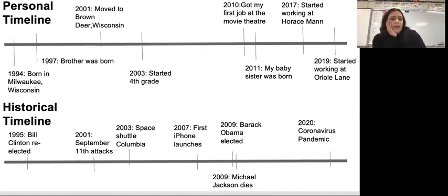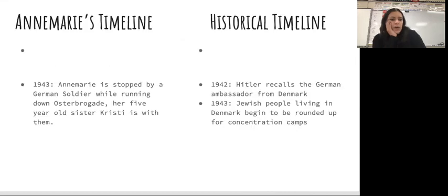But we're also going to connect this to what we've read so far in the story Number the Stars. So take a look at some of the things I have already included for you. When we think of Number the Stars, I'm going back to chapter 1 even. The year was 1943. That was when Anne Marie was stopped by that soldier and her sister was running down the street behind her. That's where our story kind of started, right?